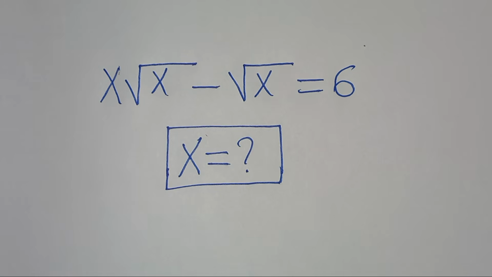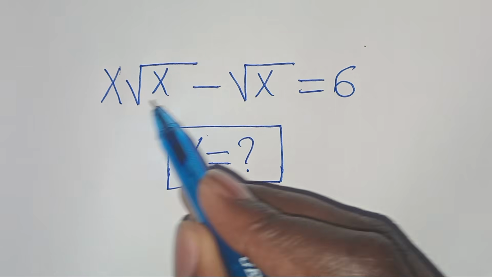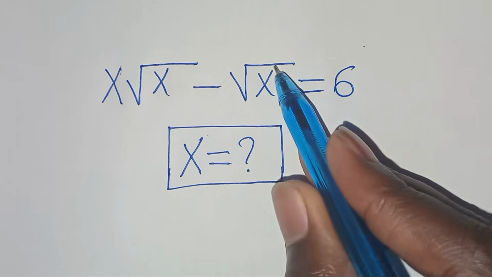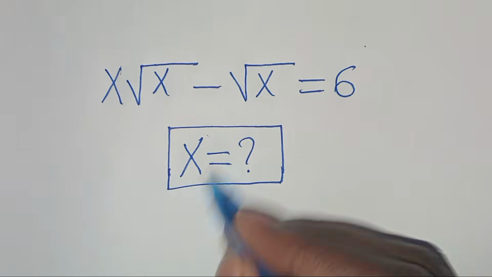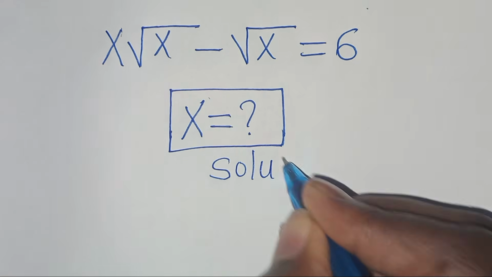Hello everyone, you're welcome to solve this nice algebra problem: x times square root of x minus square root of x is equal to 6. So what are the values of x? Now let's provide a solution from here.